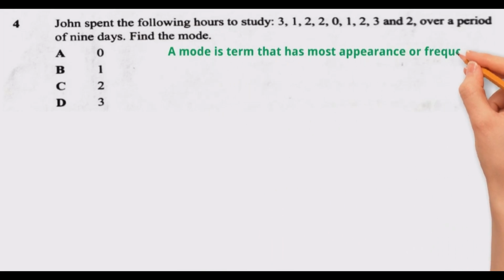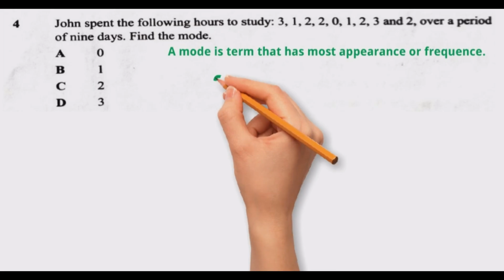Before we find the mode, we need to define a mode. A mode in statistics is the term that appears the most, or the term that has the higher frequency. To find the mode easily, we're going to arrange these numbers. It can either be in ascending or descending order, but what is important is we arrange them in order.